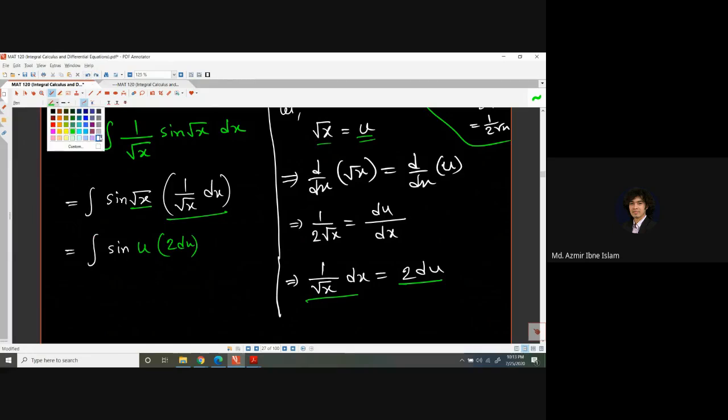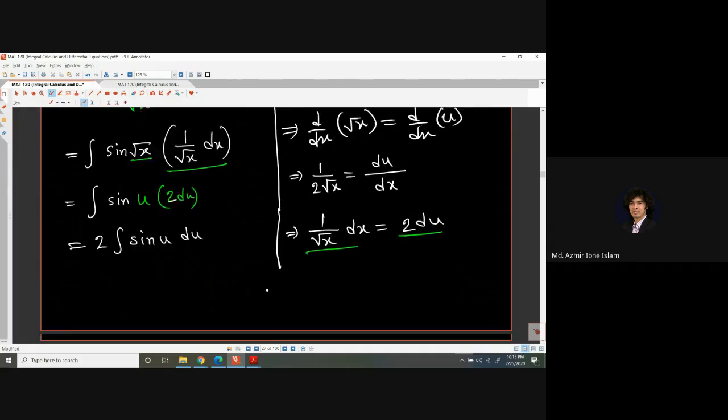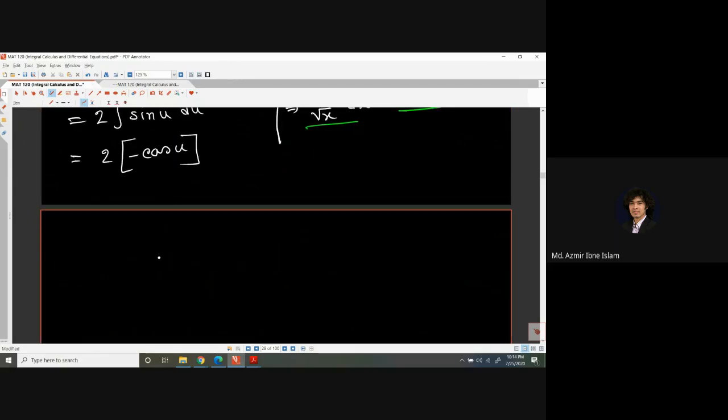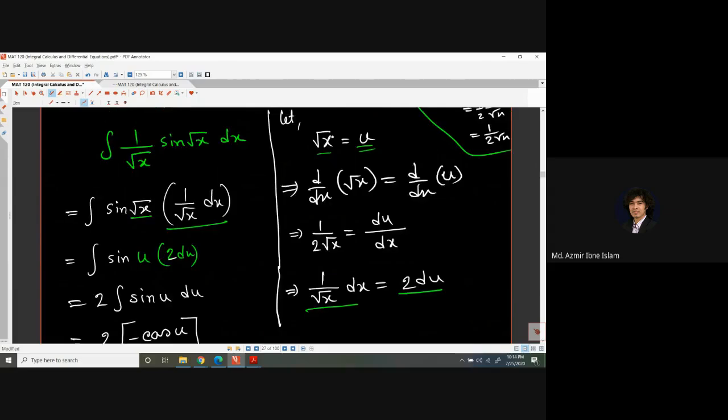Now it is easy to solve this integral. 2 is constant, we can pull 2 out before. So integration of sine u du, and now it is going with the direct formula. You know that integration of sine x dx is equal to negative cosine x. So here we have u, so it will be 2 times negative cosine u. Is that okay? That is the answer. So don't forget to get back to x. Here we have negative 2 cosine u, so finally we can write negative 2 cosine root x.